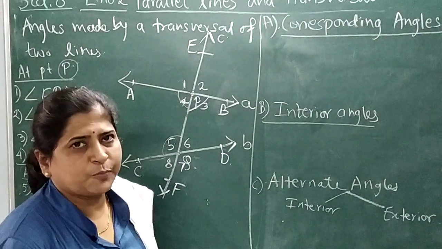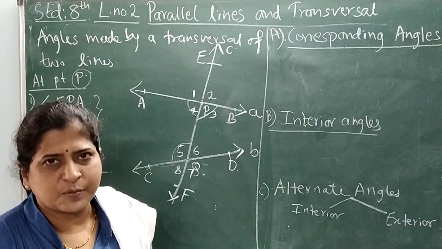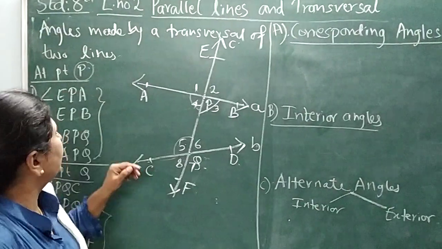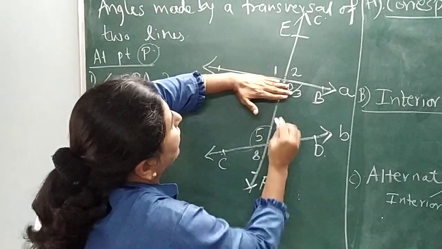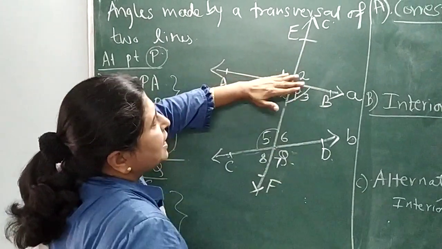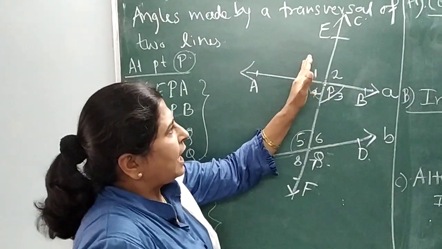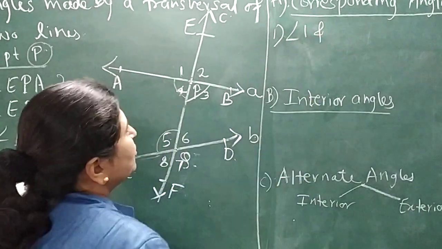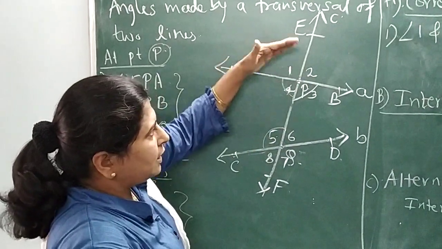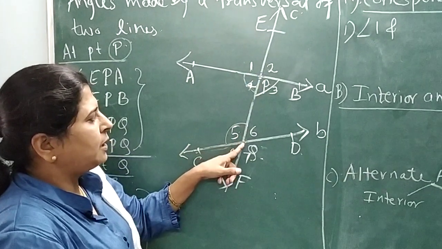What is the meaning of corresponding angles? The angles which have the same position are called corresponding angles. For example, what is the position of the first angle? This first angle is above the line with respect to the line, and with respect to the transversal it is to the left. So angle 1, if I take the first pair, its position is above the line and left. One angle at point P, the other should be at Q.